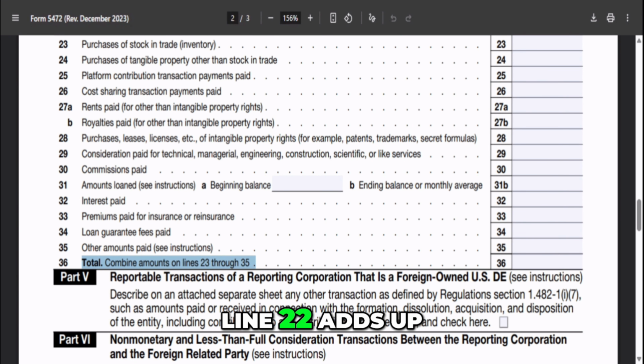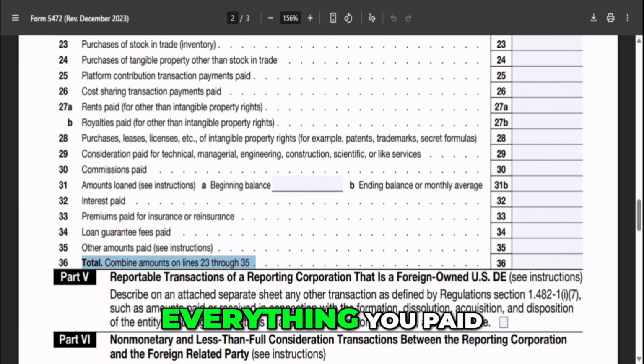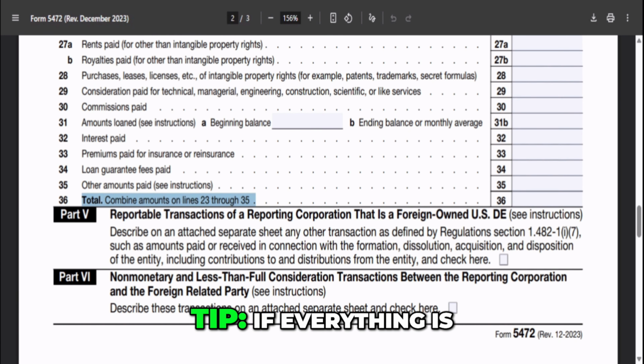Line 22 adds up everything you received. Line 36 adds up everything you paid. Tip: if everything is under $50K, you can round it off as $50,000 or less.